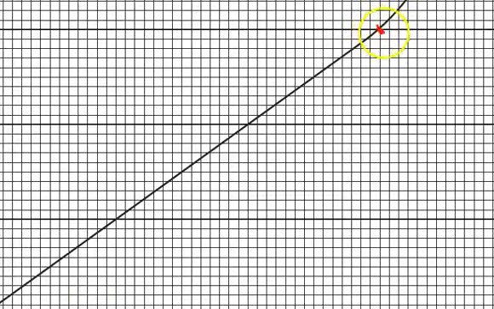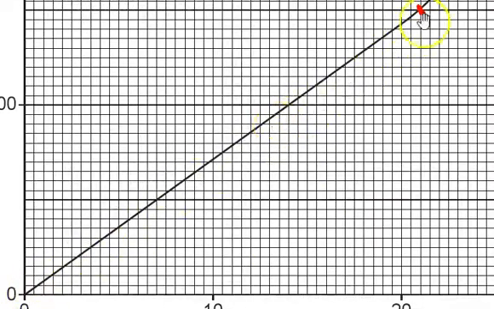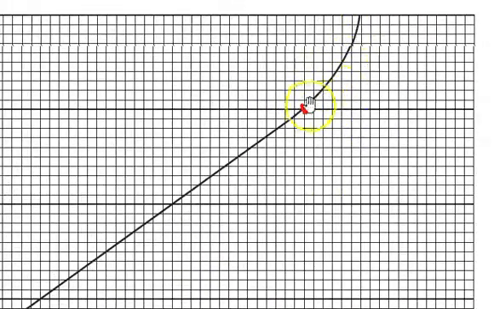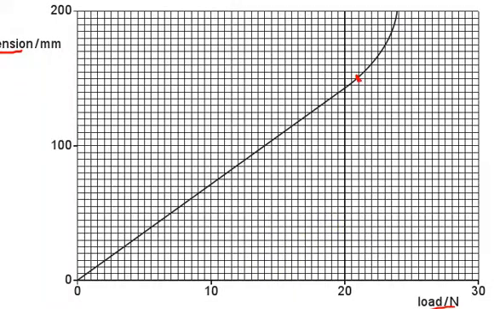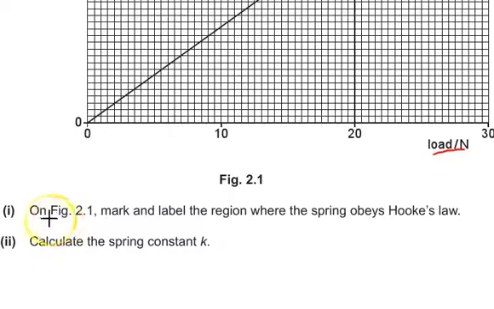Until at this point, you have a steadily proportional force and extension. After this point, which means it's already exceeded its elastic limit. Okay, so it's no more proportional. So now we go back to the question. Okay, on figure 2.1, mark and label the region where the spring obeys Hooke's law.